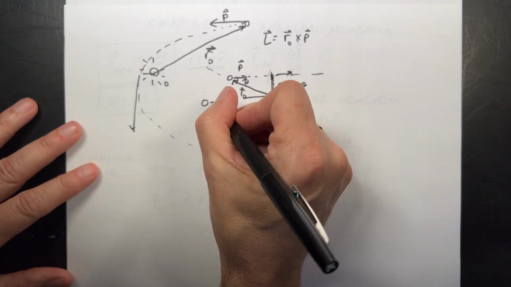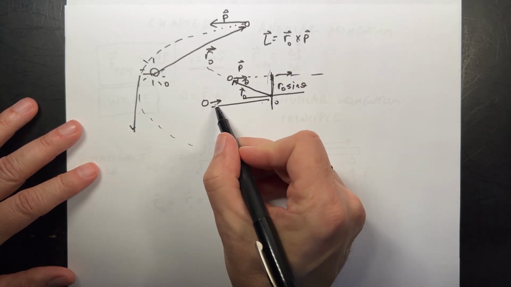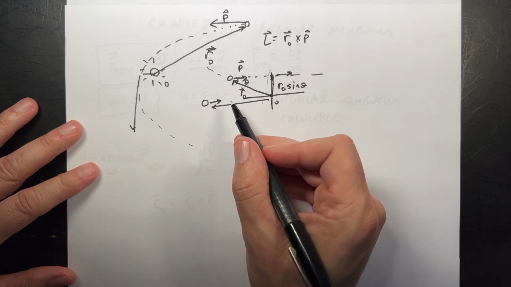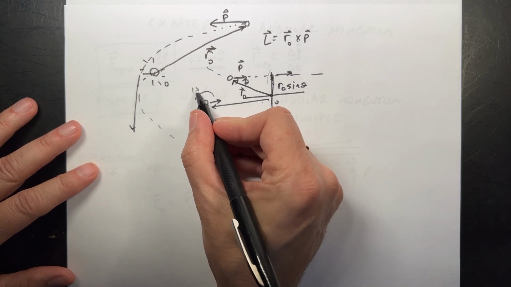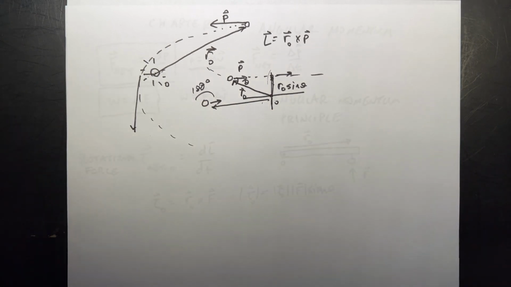If I have the object passing right through the point, then r would be this vector, and p is that way. They're in opposite directions. And it turns out that the cross product would be 0, because you can say that's a 180 degree angle, and the sine of 180 degrees is 0.